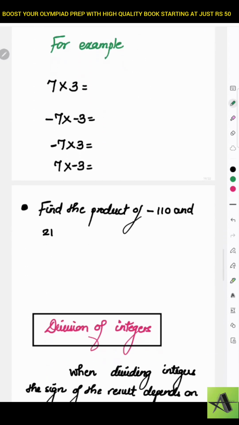See this example, 7 times 3, both are positive, the answer is 21. Next, negative 7 times negative 3, this time they both have the negative sign. So the answer will be positive. We know negative multiplied by negative is positive. The answer is again 21. Next is negative 7 times 3. 7 times 3 is 21, but 7 has a negative sign, 3 has a positive sign. So the answer will be negative 21. And for the next one, again it would be the same, 7 times negative 3. One is negative, one is positive. The answer is negative 21.